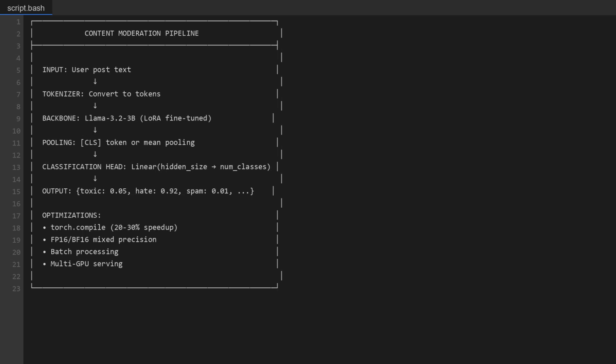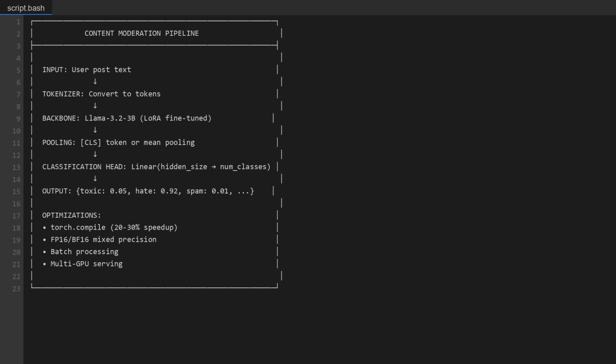The pipeline flows like this. Raw post text comes in and gets tokenized into the format llama-3.2-3b expects. The model, fine-tuned with LoRA, processes those tokens and produces hidden states. Rather than decoding those hidden states into text, you aggregate them using either the CLS token or mean pooling across all token positions. That aggregated vector then passes through the classification head, which maps it to your output classes: toxic, hate speech, spam, and so on. The result is a probability distribution across those classes in a single forward pass.